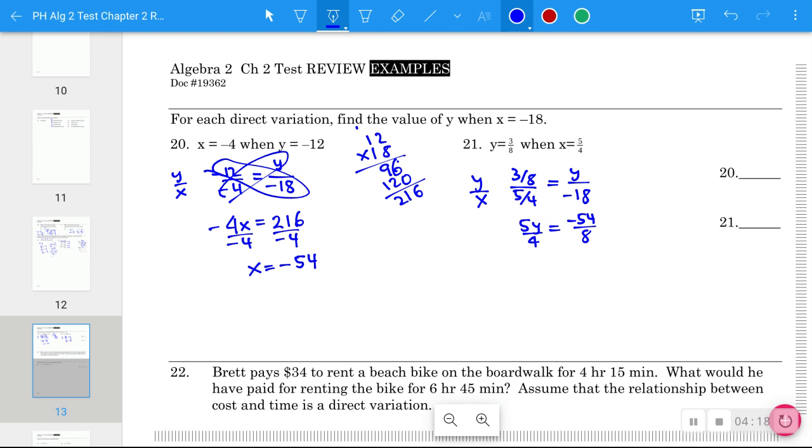Okay, then you cross multiply again and you get 40y. And in the other direction, negative 216. Then we'll divide by 40. And this one turns out to be negative 5.4. Very similar to the last answer, actually.